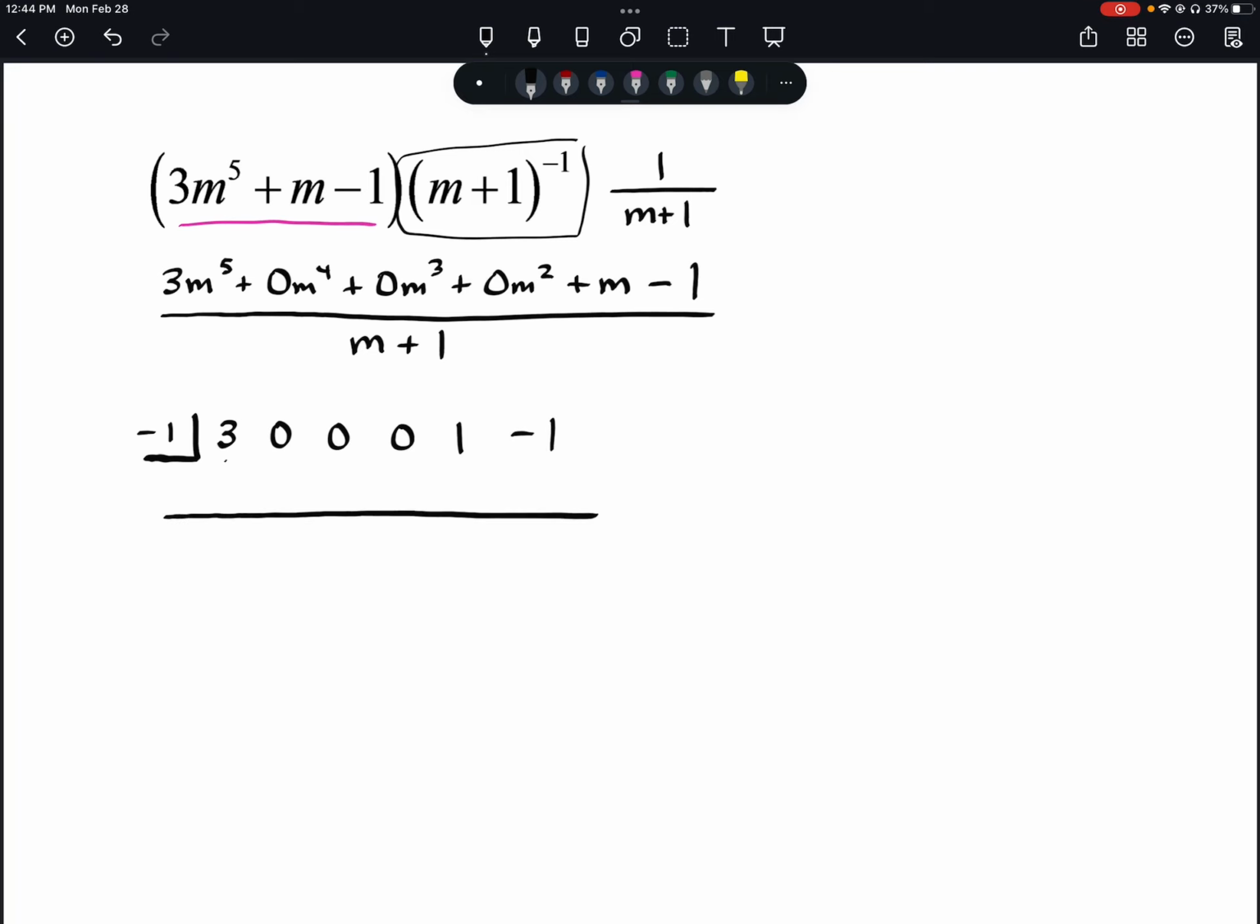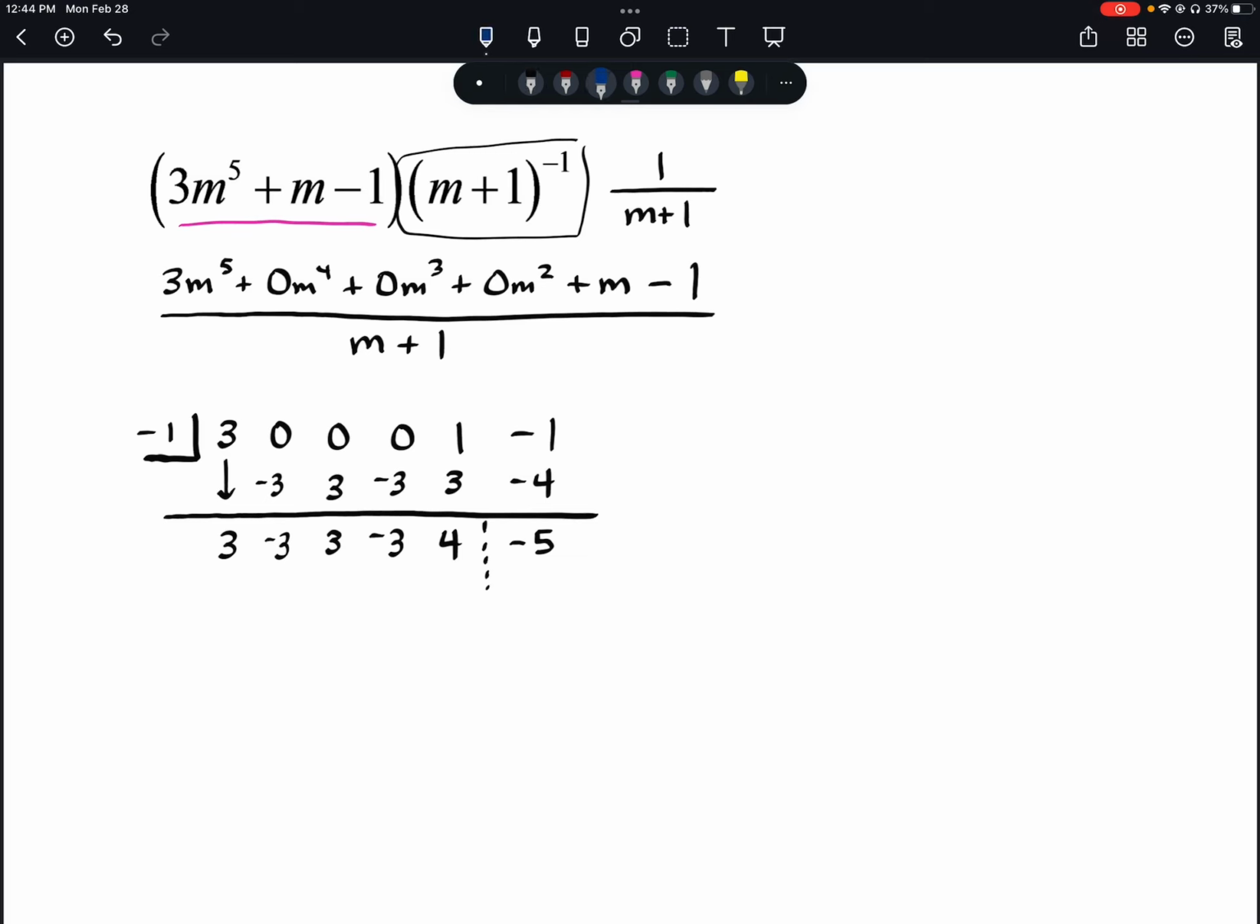And then we'll do the same process. Bring down our 3. 3 times negative 1 is negative 3. 0 plus negative 3. Now we're going to multiply, get a positive 3. Multiply, get a negative 3. Get a positive 3, which gives us 4. 4 times negative 1 is negative 4. When we add those together, we get negative 5. Okay, so we have a remainder on this one.